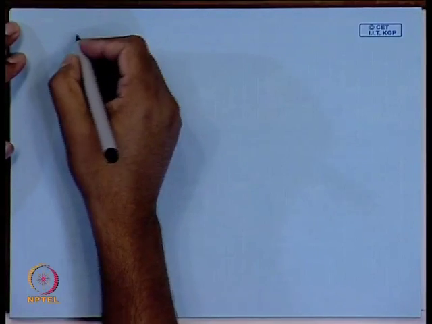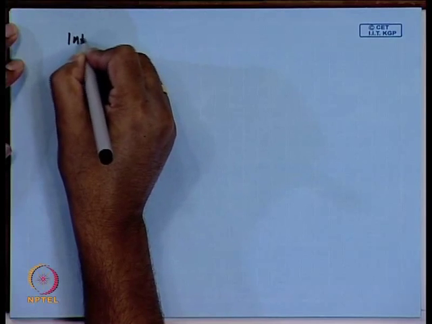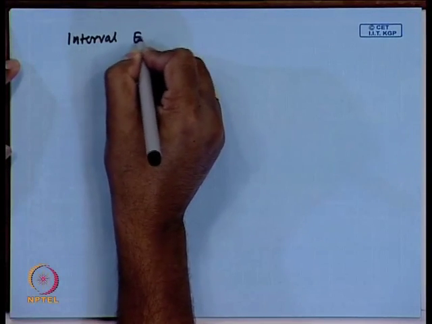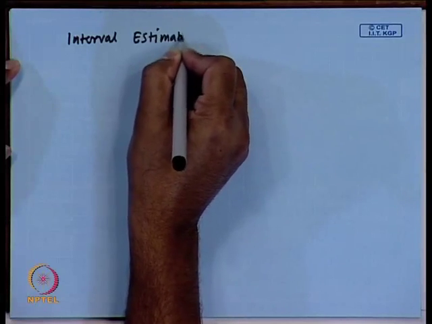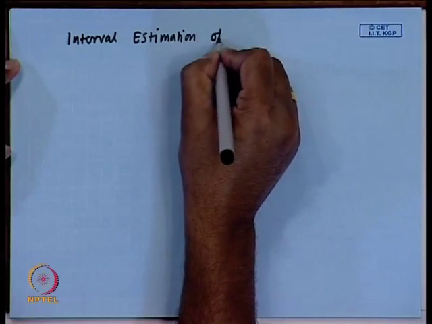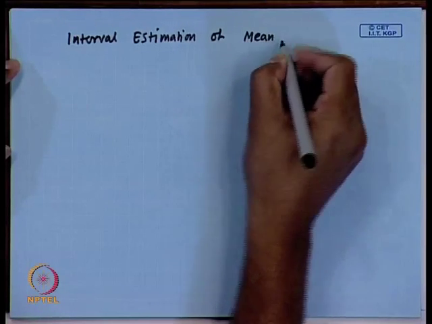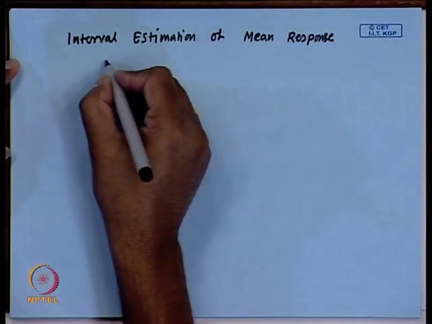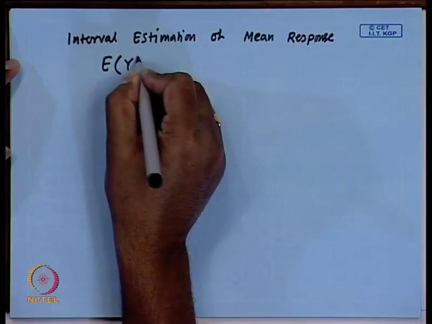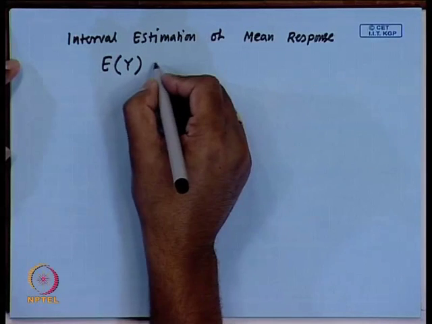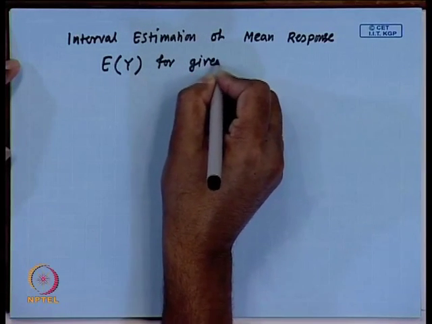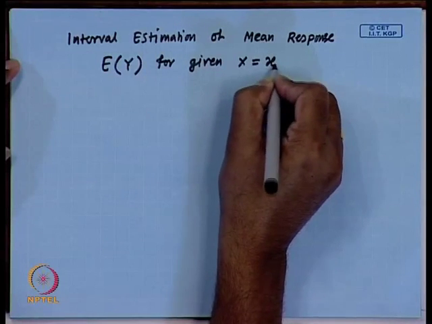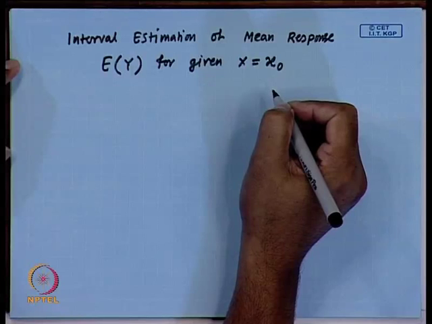Okay. So next we move to interval estimation of the mean response, that is E(Y), the mean or expected response for a given x equal to x naught.